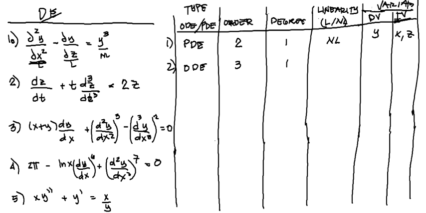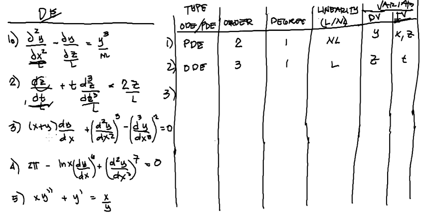So once again, let's first determine the dependent variable. The dependent variable here is z, and the independent variable is t. Looking at our dependent variable, this part here is only raised to 1, so it is linear. This part here is also linear, and this part here is also linear. That's why our DE number 2 is a linear DE.